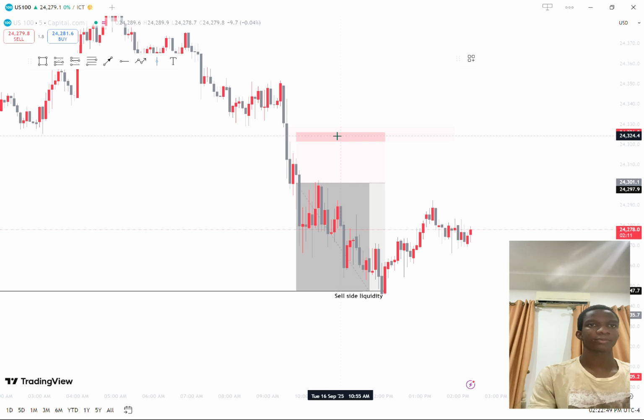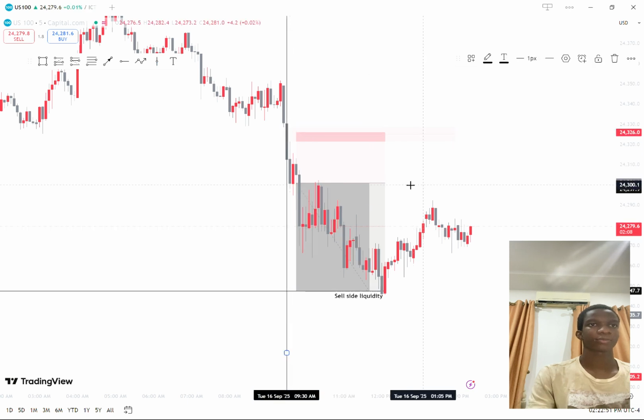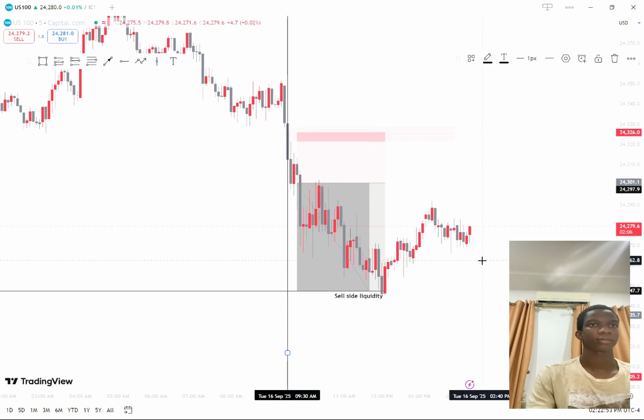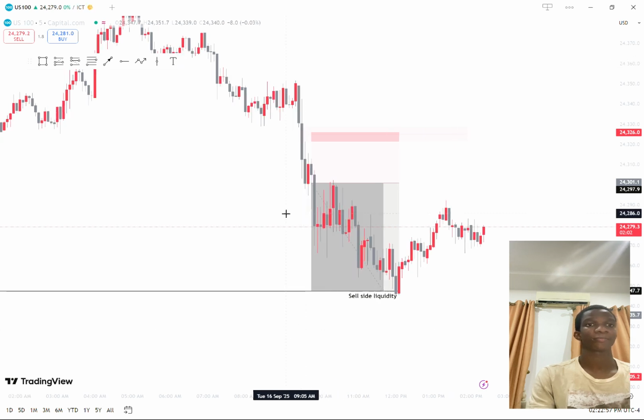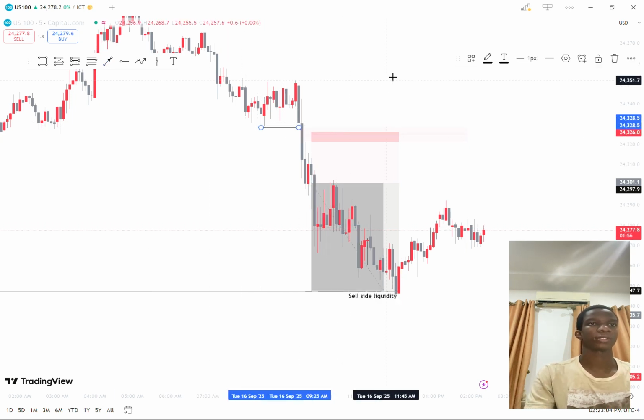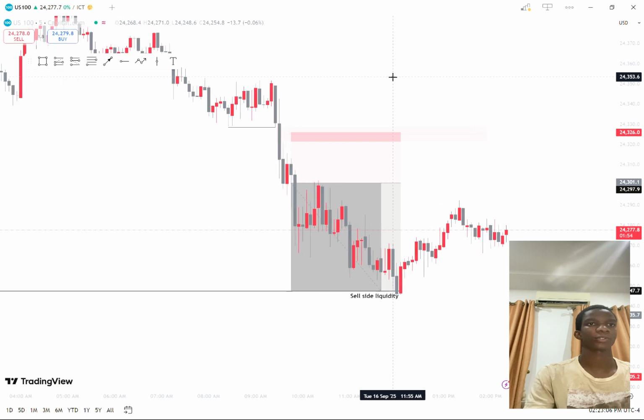So basically what happened is, market opened right here. Market opened on this candle, 9:30, as you can see, and exactly what happened at market open is that we swept liquidity to the downside.